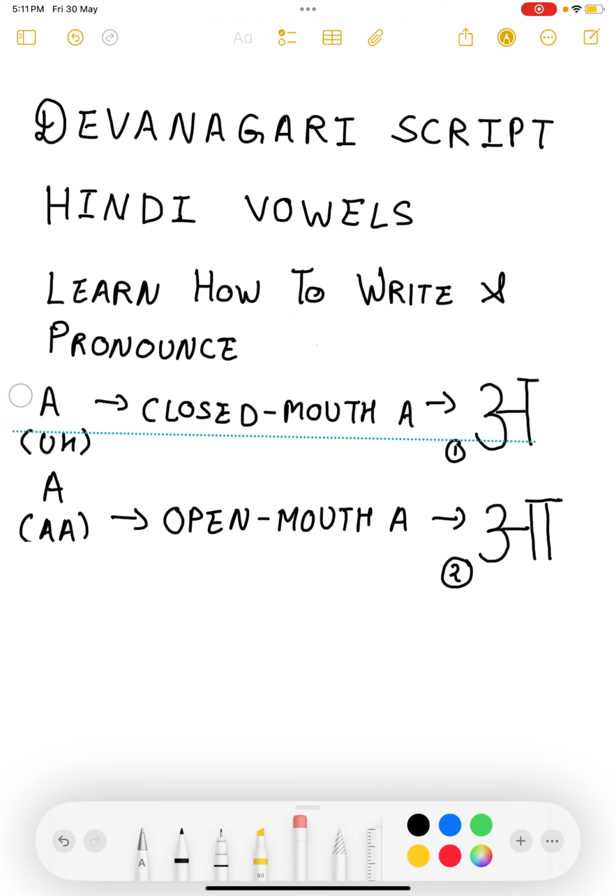Let's go to the third one now. The third vowel is i. I call it the short i sound.